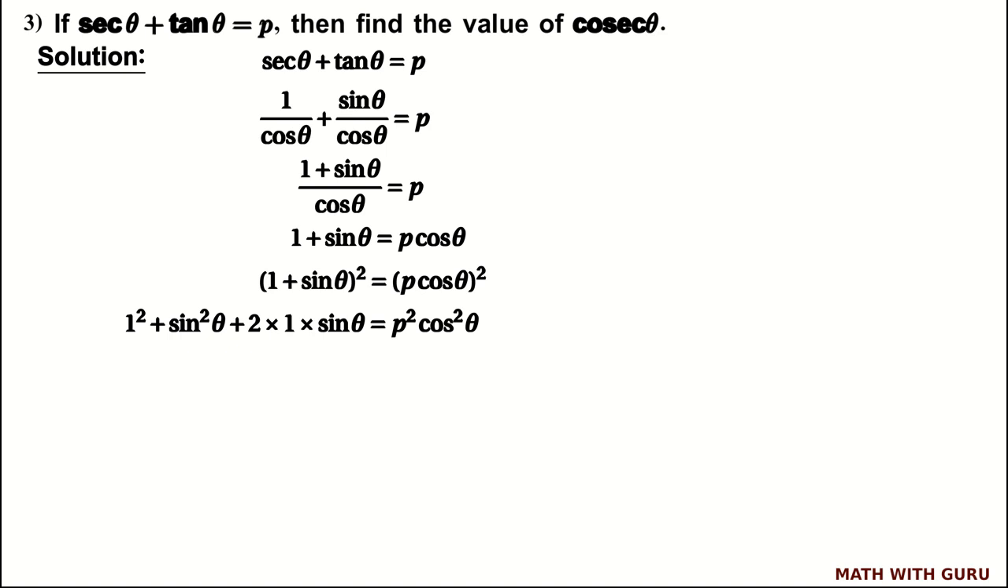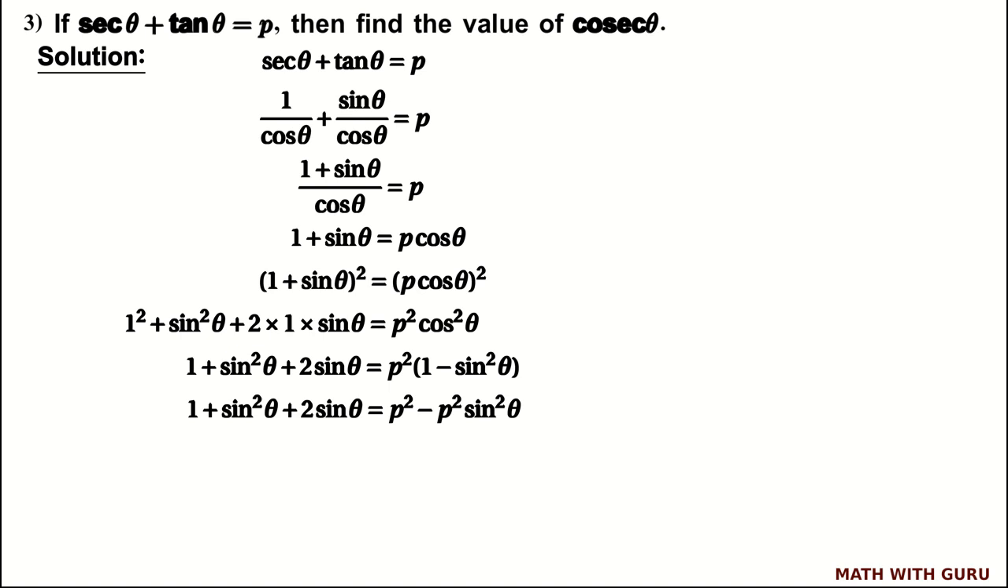Cos squared theta is equal to 1 minus sin squared theta. Sin squared theta plus cos squared theta equals 1. This is an identity. Therefore, cos squared theta equals 1 minus sin squared theta. Now, 1 plus sin squared theta plus 2 sin theta; open the brackets, p squared minus p squared sin squared theta.